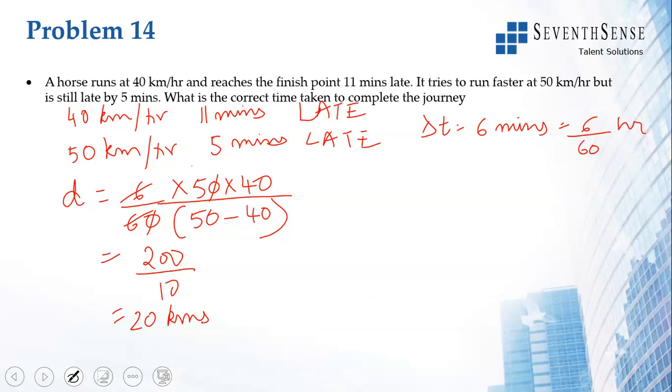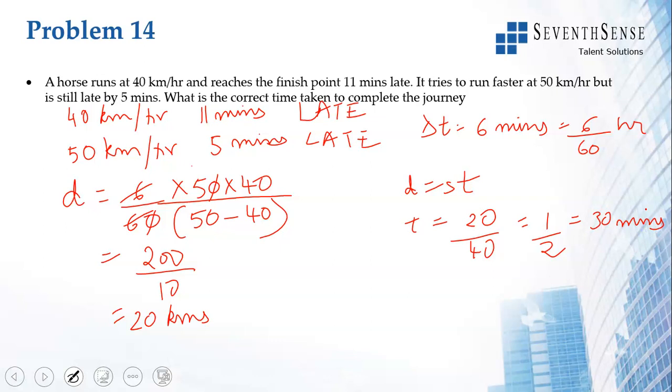Is that the answer? No. They have asked what is the correct time taken to complete the journey. If the horse was running at 40 kilometers per hour, to cover 20 kilometers, it needs half an hour. D is equal to S into T, so the time taken is D by S, 20 by speed. We get it as half an hour, which is equal to 30 minutes.